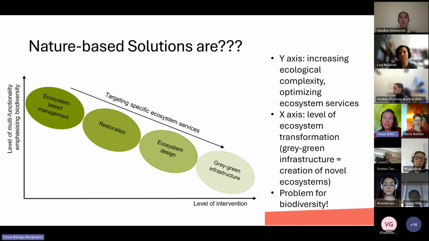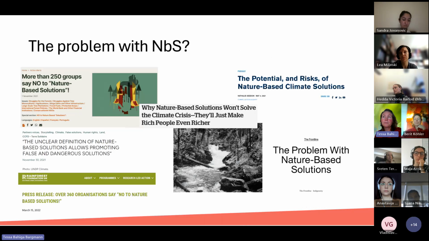But I just wanted to flag that this is actually also a thing that is debated within the nature-based solution community, that some researchers don't consider green infrastructure nature-based solutions at all, because they argue that the natural elements within it are not nature. So just be aware that there's not always complete agreement on that.